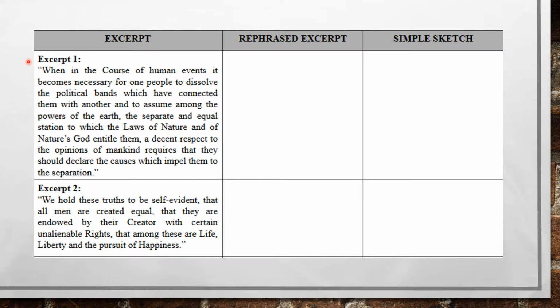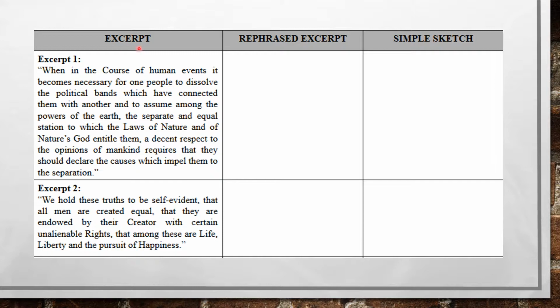So we're going to start out with reading excerpt 1. When in the course of human events it becomes necessary for one people to dissolve the political bands which have connected them with another and to assume among the powers of the earth the separate and equal station to which the laws of nature and of nature's God entitle them, a decent respect to the opinions of mankind requires that they should declare the causes which impel them to the separation.